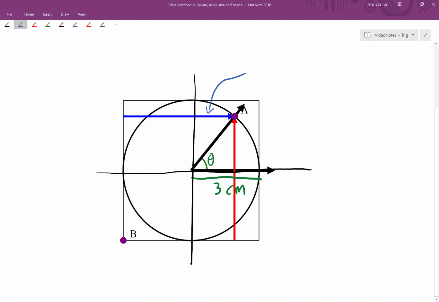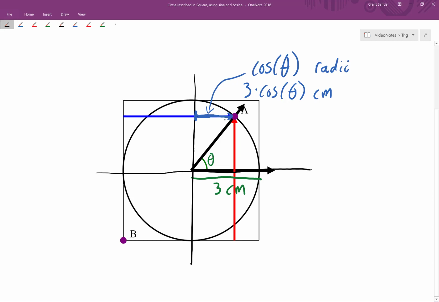So more specifically, point A's distance to the right of the center of the circle, which I'm representing right here, is cosine of theta radius lengths. But each radius length is 3 centimeters long, so it's 3 times cosine of theta centimeters. And so point A is 3 times cosine of theta centimeters to the right of the center of that circle.